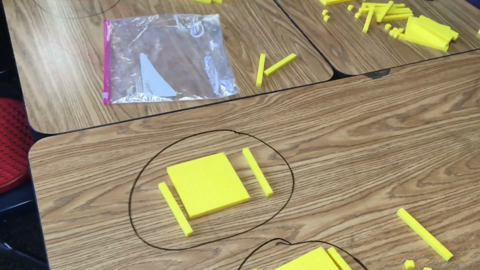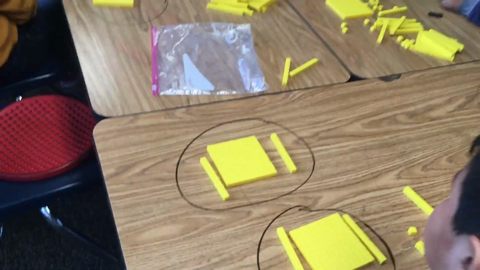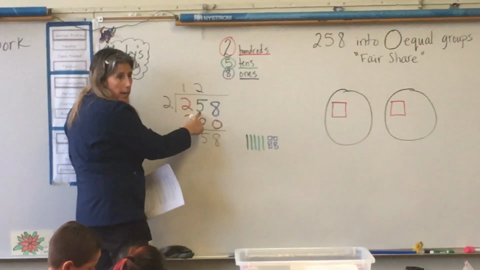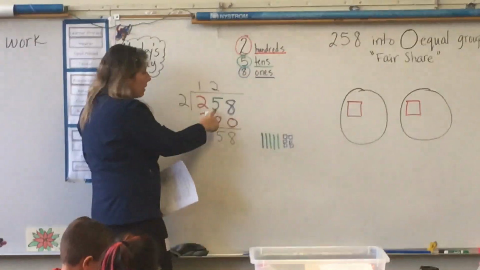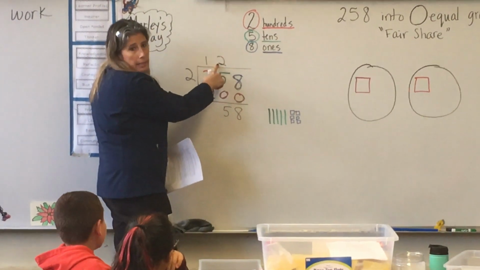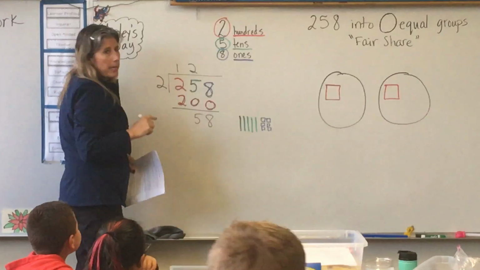Okay, look up here. Watch. I'm going to write that up here because this is my tens place, right? This is my hundreds, my tens, and my ones. So you guys said you used how many tens in each group? 2. That goes in my tens place.